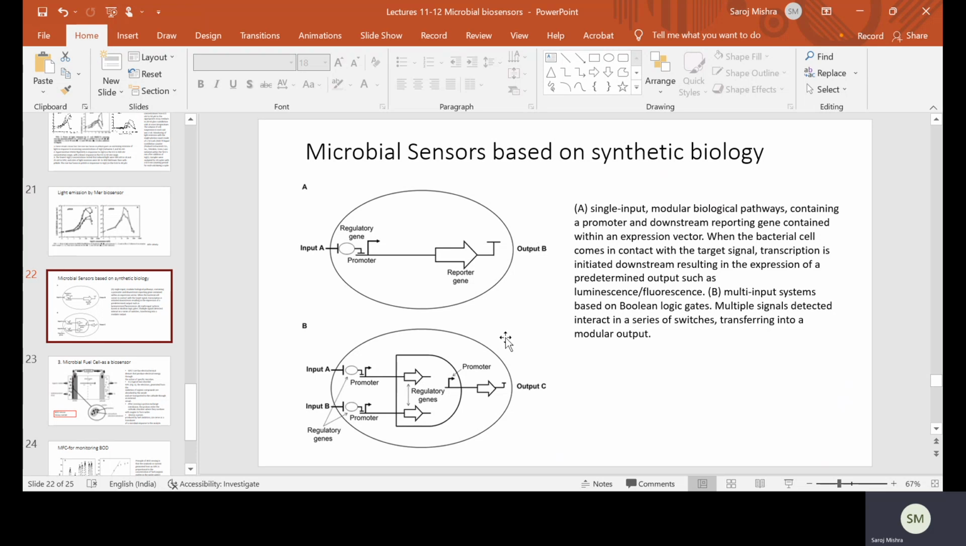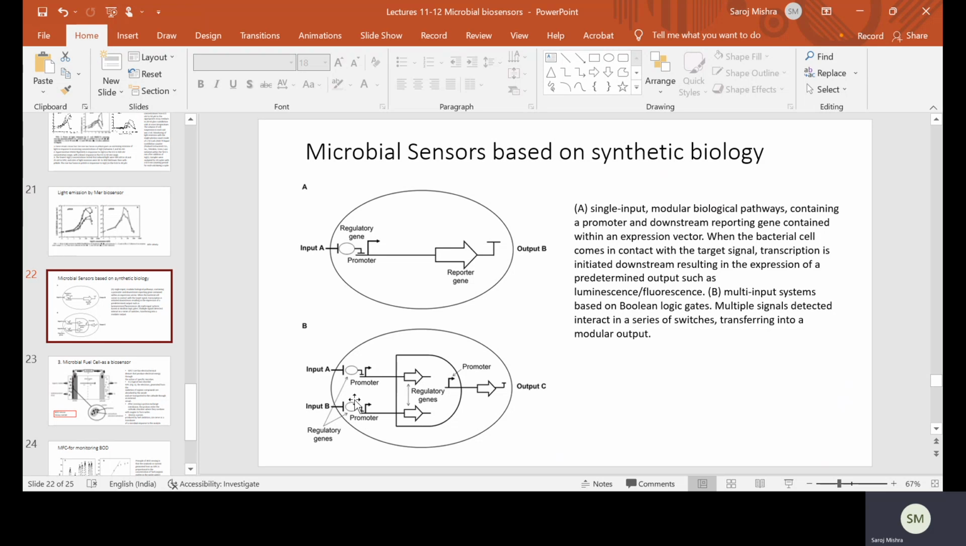Or you can even build something a little bit more complex. This is the second example, which is a multi-input device. Here, rather than only responding to one input, there could be two different input signals. It could be something which you construct to detect the presence of arsenic as well as mercury.